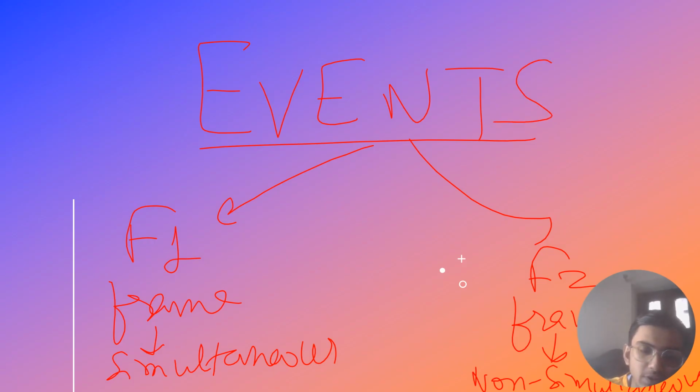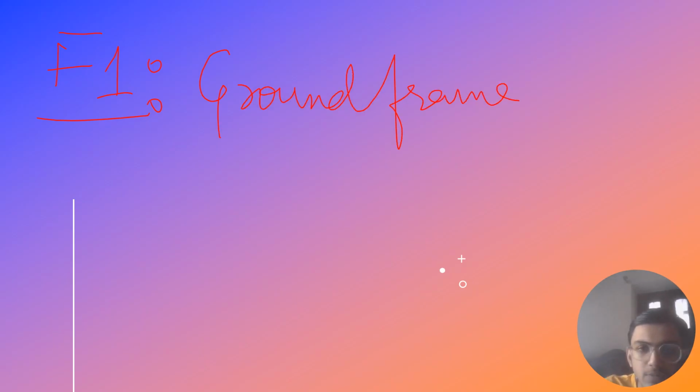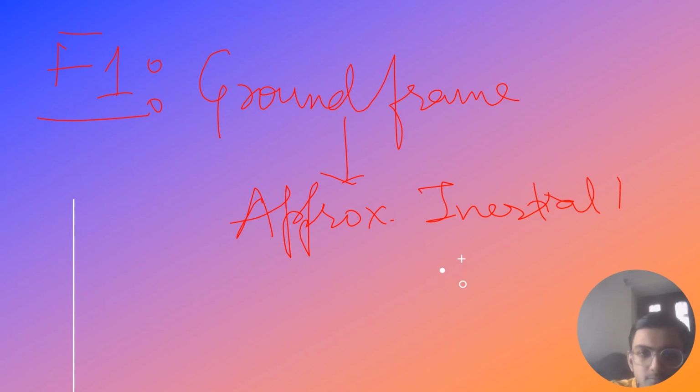So let us discuss through an example. We'll consider two frames. One frame will be the ground frame, which is approximately inertial, and we will consider it inertial for the sake of convenience. Firstly, let's name the frames. Suppose this is the f1 frame, we will name it the ground frame, and this ground frame is approximately taken as inertial for our convenience.